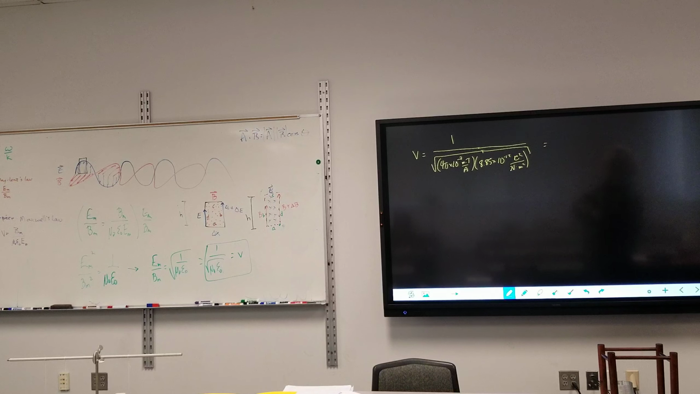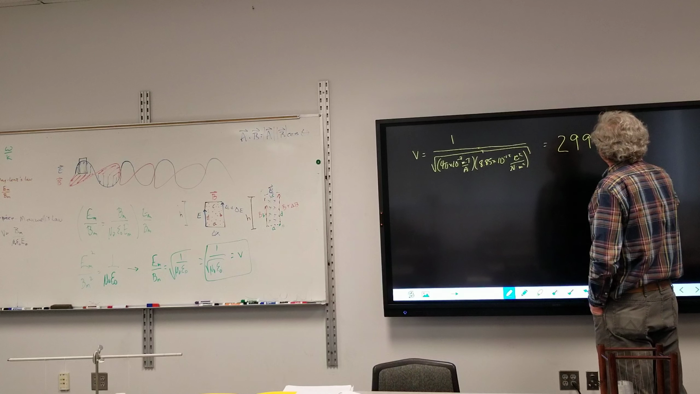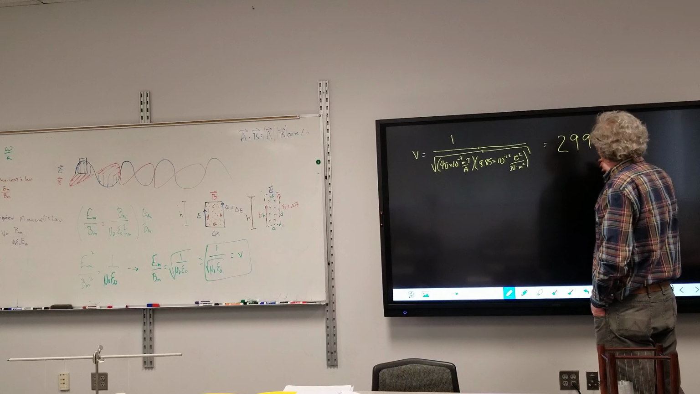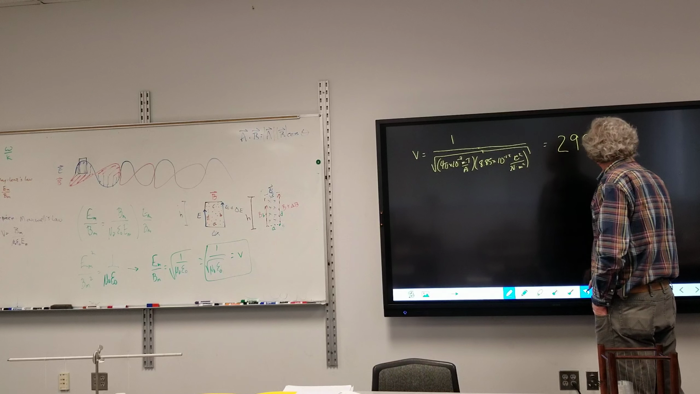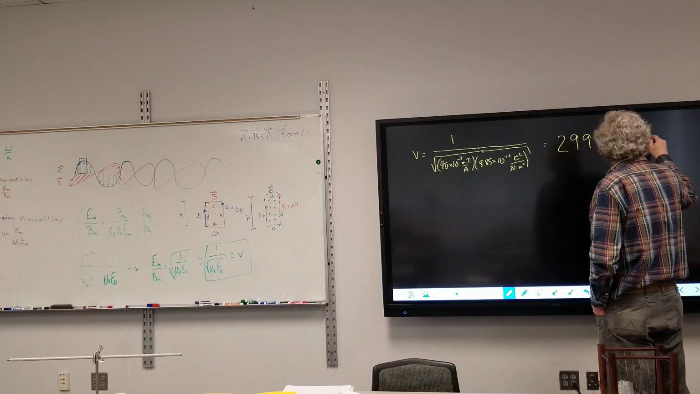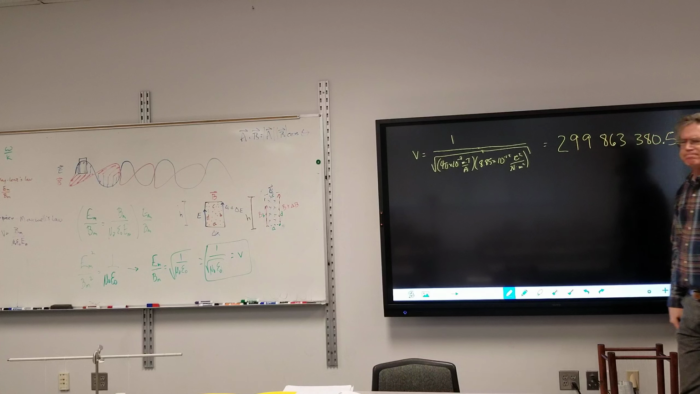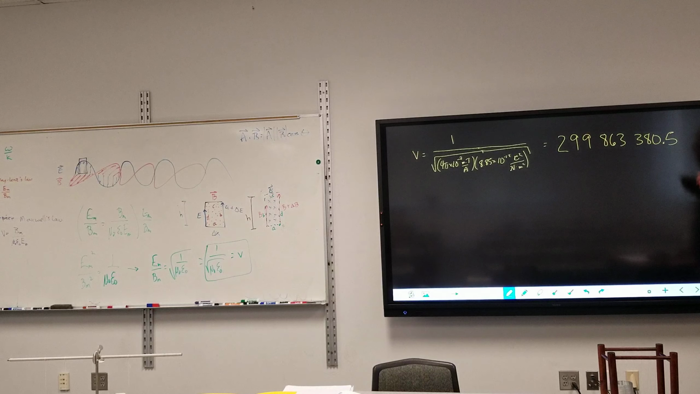Okay. 299,863,380.5. It's a very long number. Units: meters per second. That's a lot of meters per second. So that's the speed of an electromagnetic wave.